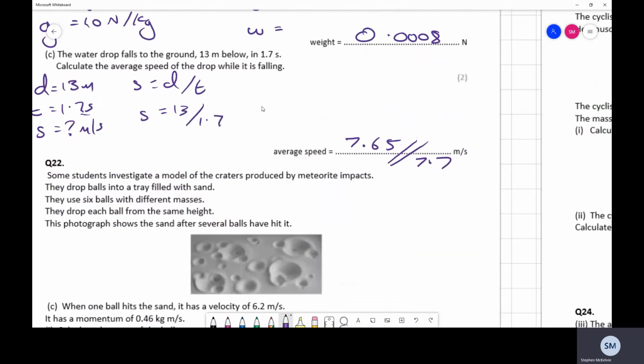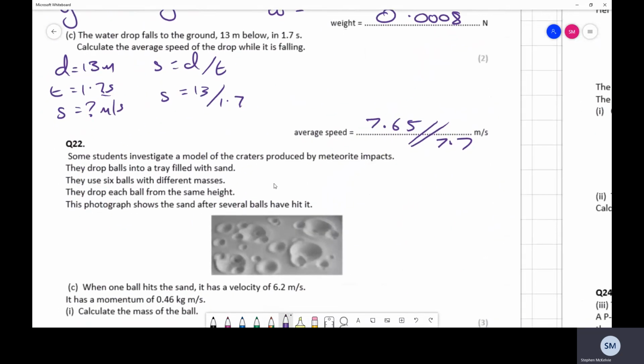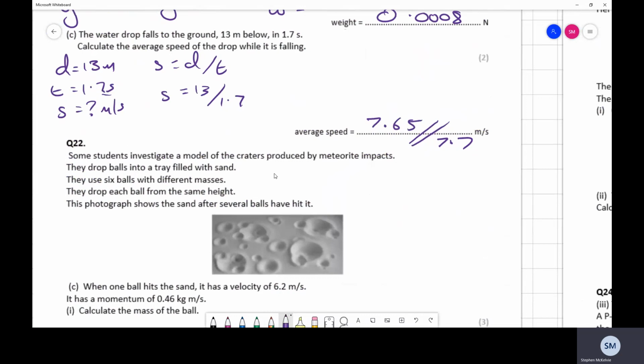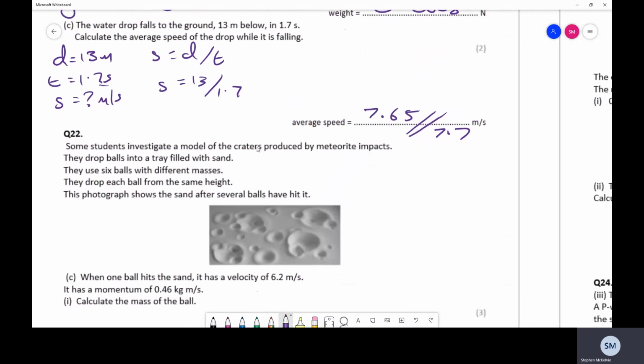Some students investigate a model of the craters produced by meteorite impacts. The ball drops into a tray filled with sand. They use 6 balls with different masses. Clever. They drop each ball from the same height. Very clever. So we've got to control. This photograph shows the sand after several balls have hit.